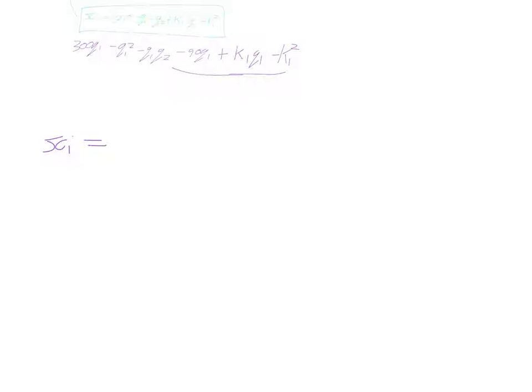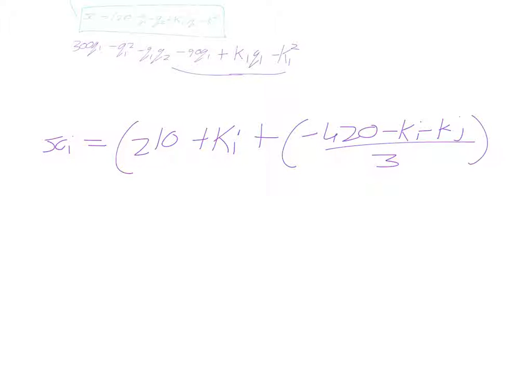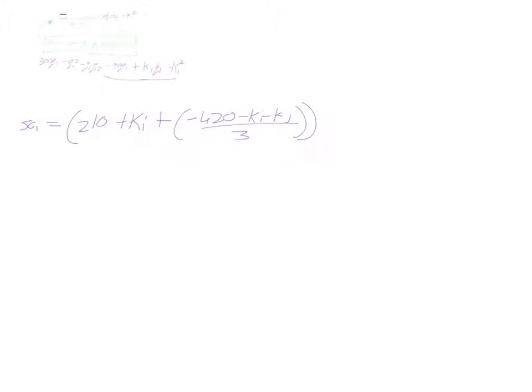So when you simplify the expression one line at a time, you get 210 plus Ki plus 420 Kj over 3.